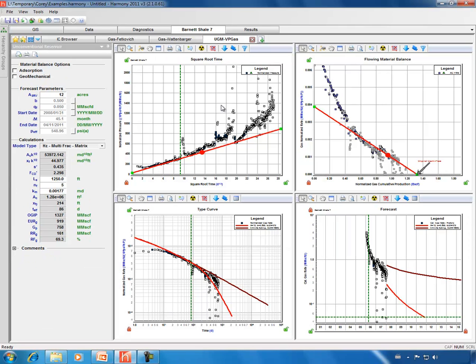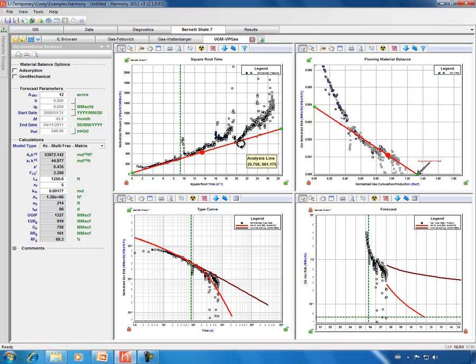This is our simplified decline curve analysis methodology in RTA for unconventional wells. There are 4 plots on this page. We have our square root of time plot in the top left-hand corner, our flowing material balance plot on the right, and then type curve and forecast on the bottom. We're going to start on the top left-hand side and look at the square root of time plot and see if we can determine what's happening here.